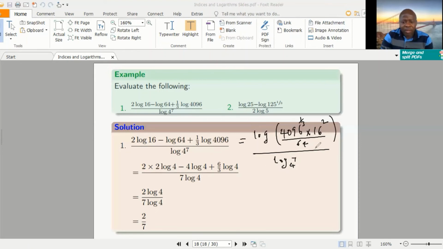Now, you can try this later and see whether you get the same answer. Of course, this 7 can be written here. This is 4096 raised to a third times 16 raised to 2 divided by 64, the whole thing divided by 7 log of 4. And see whether you get the same results.